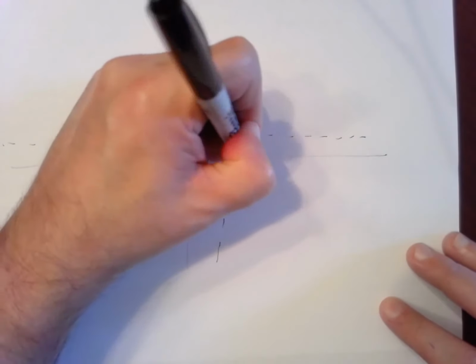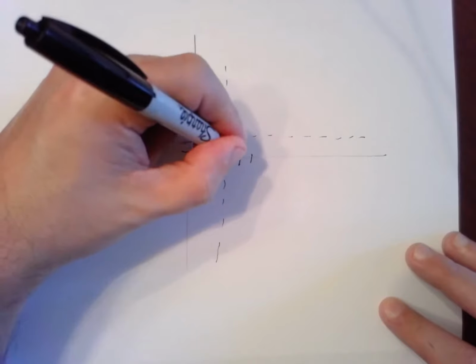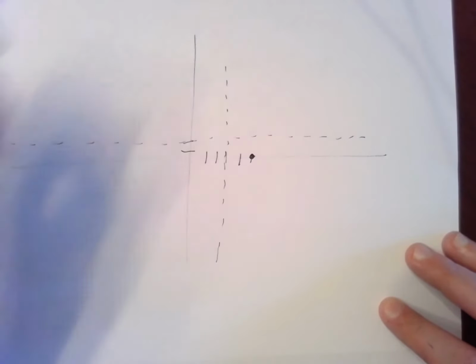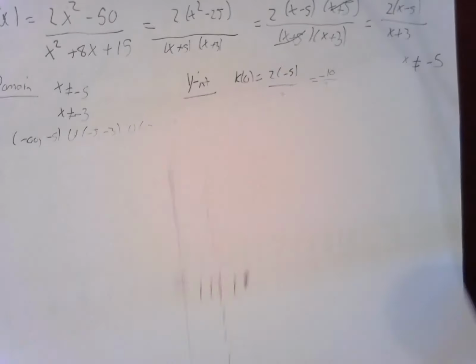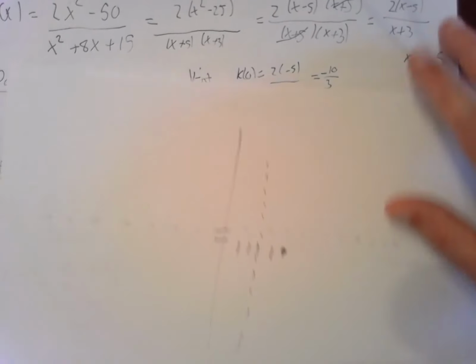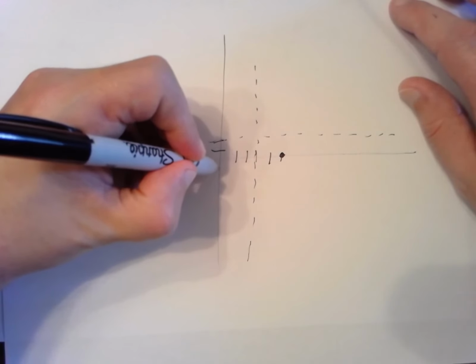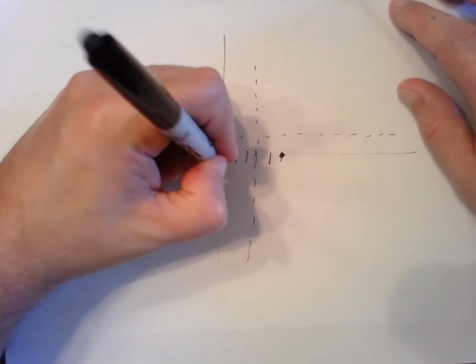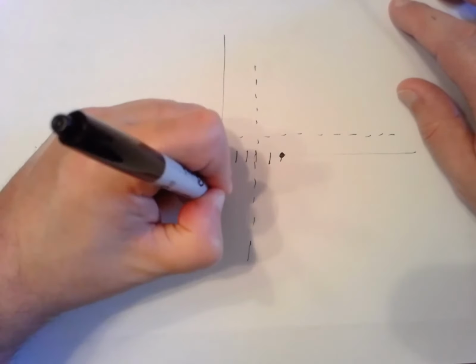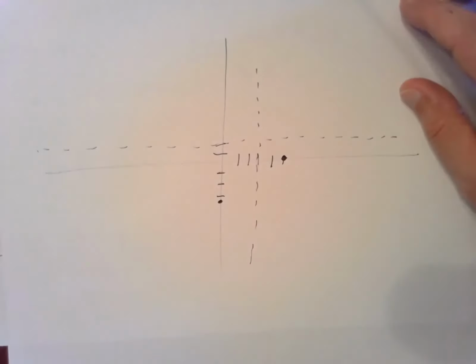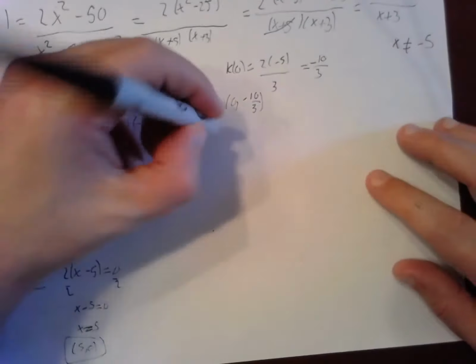X-intercept 5, 0. That was 3, 4, 5. 5, 0. Y-intercept was 0, negative 10 thirds. So over 0, negative 10 thirds is a little more than negative 3. So right there.